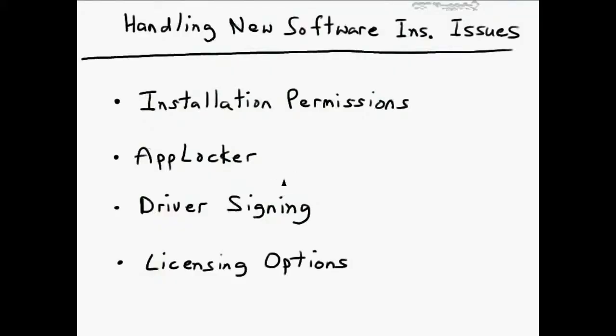Handling new software installation issues review. We covered quite a bit in this nugget, but then again, we're going to cover a lot of information throughout this entire course, so get used to it, friends. First thing we did is we looked at User Account Control and managing installation permissions in Windows 7. I hope you see that User Account Control is much more elegantly instantiated in Windows 7 than it was, say, in Windows Vista. Second, we looked at AppLocker and its down-level analog, software restriction policies.